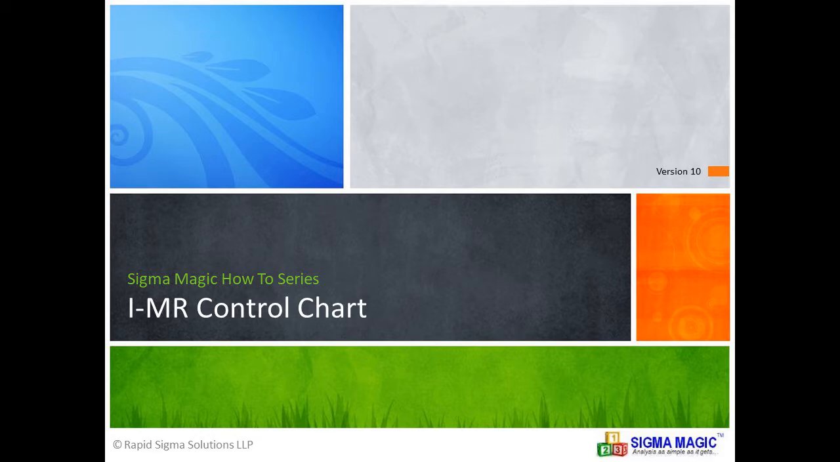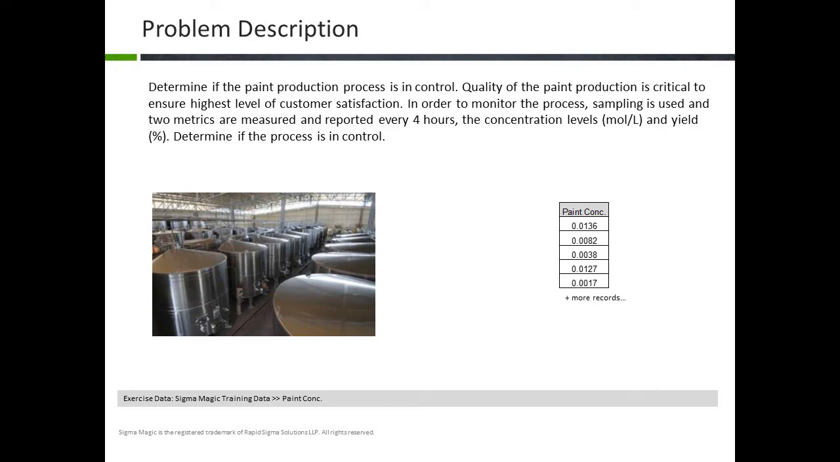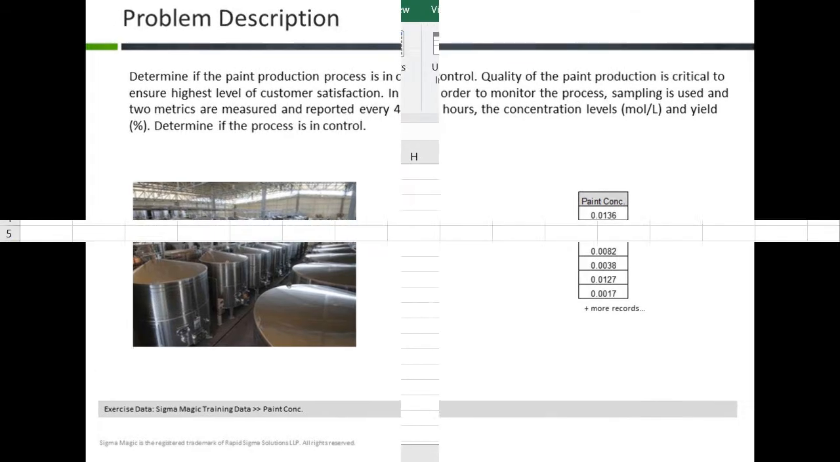For example, let's say we are interested in determining if the paint production process is in control, and we monitor the concentration level every 4 hours. This is a continuous metric, and the subgroup size is 1, so we use the IMR chart for this analysis. The data for this exercise is given in the variable paintconc in the data file, Six Sigma training data.